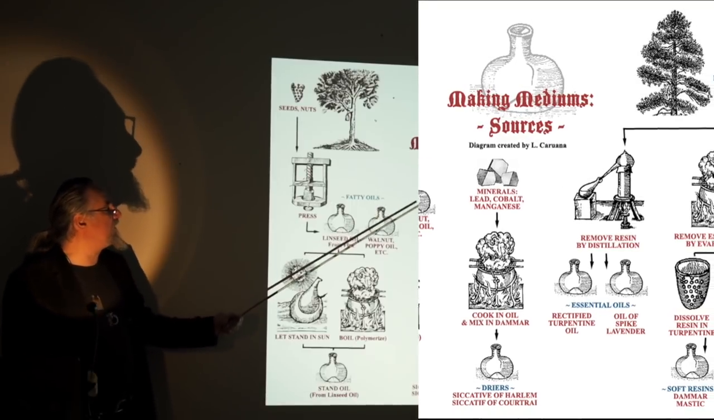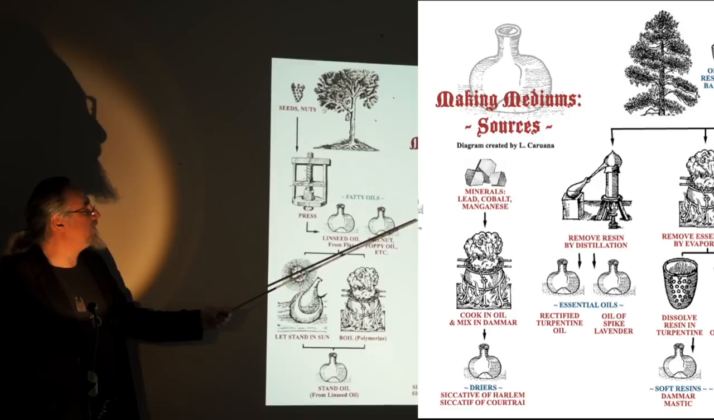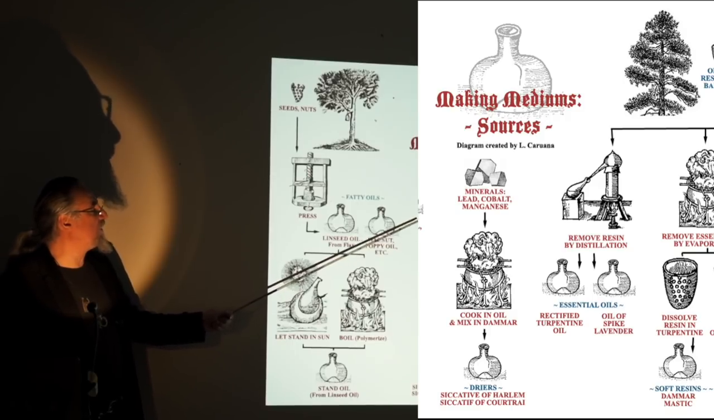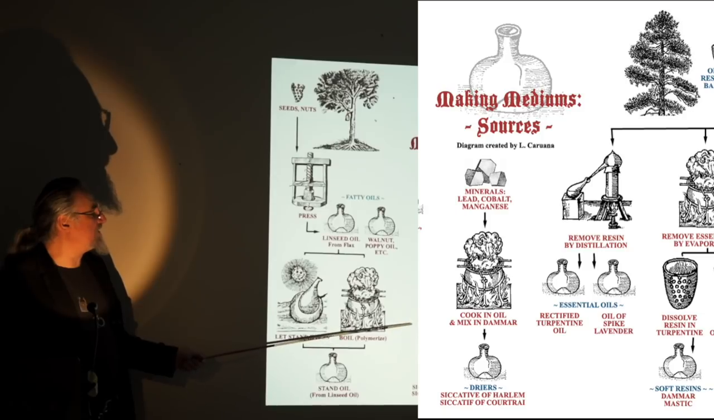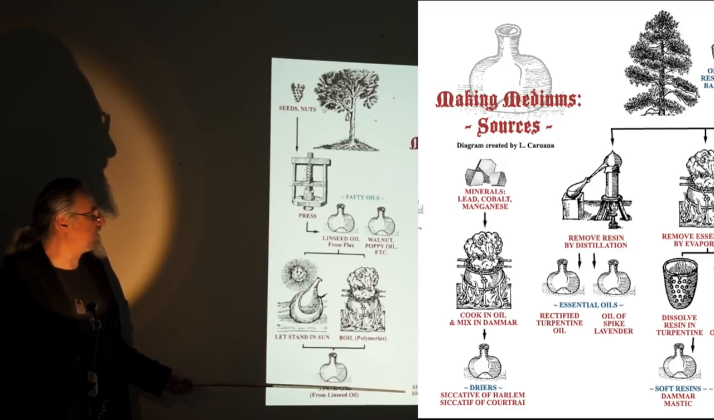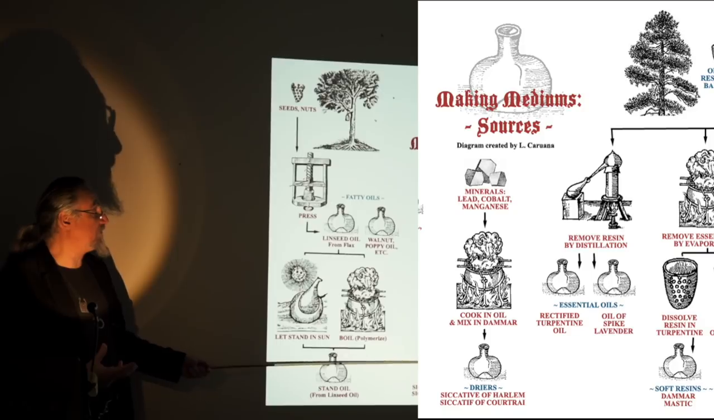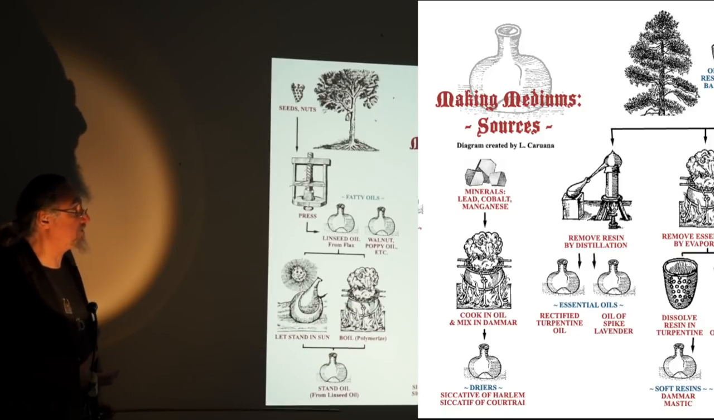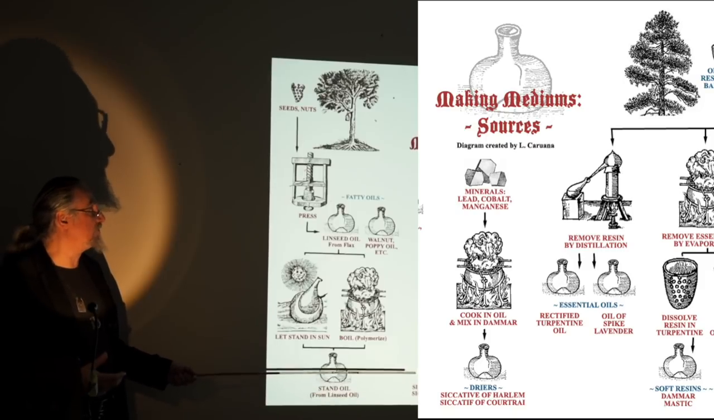In the middle, I've included dryers which come from minerals like lead, cobalt, and manganese, and these are then cooked and mixed in damar to create things like siccative of Haarlem, siccative of Courtrai, siccative coming from the Latin word to dry, so this will help your oil paints dry faster. They can, of course, damage your painting by darkening it over time.